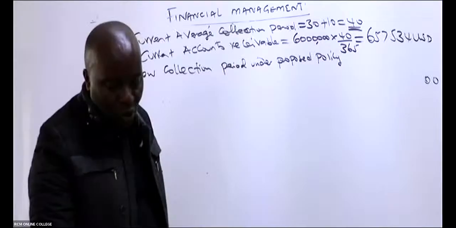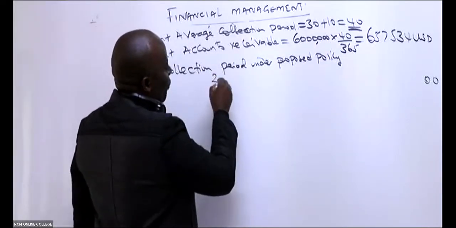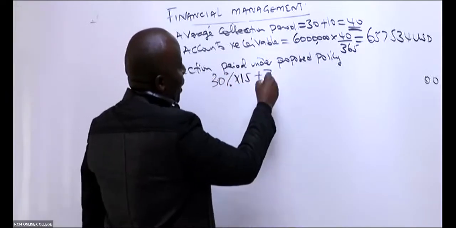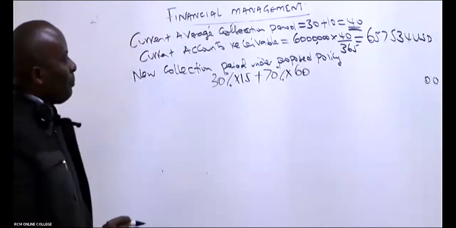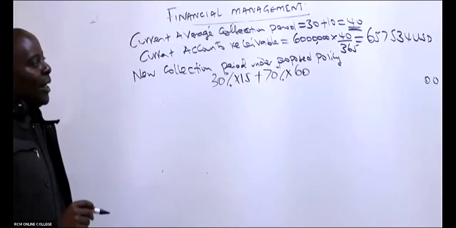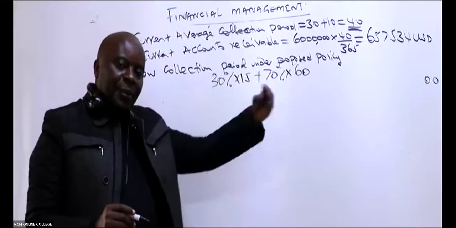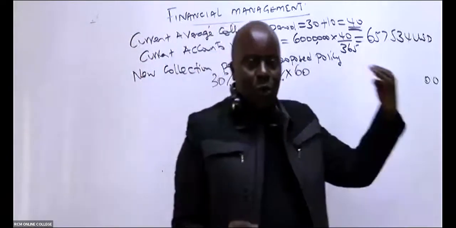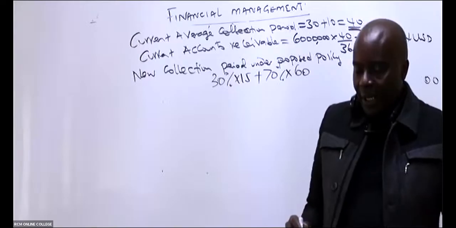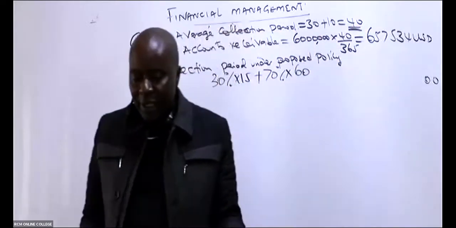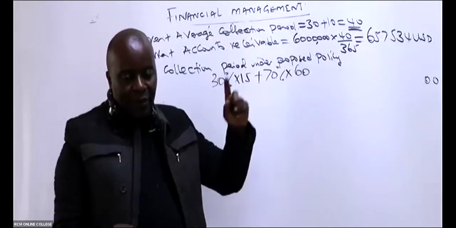Because of this incentivization, we have 30% of the customers paying within 15 days, and then 70% will pay within 60 days. So then we have the new collection period under the proposed policy. Because 30% are going to adhere to this rule and pay within 15 days, but the other 70% will pay in 60 days. Can somebody give me this number?